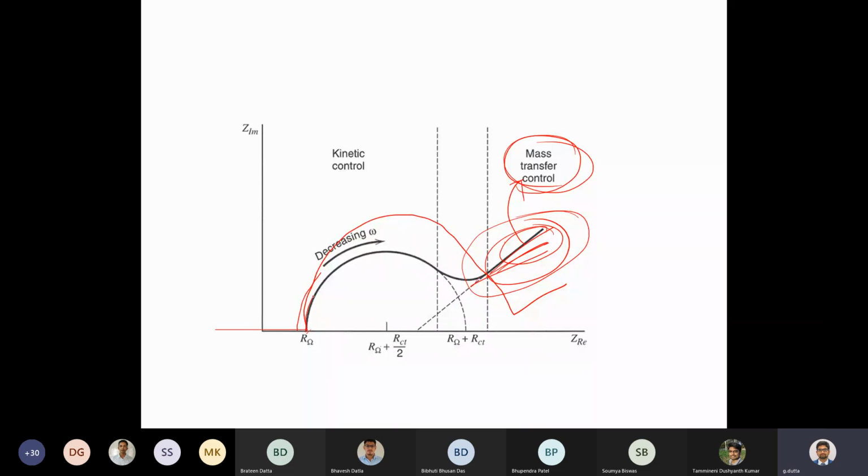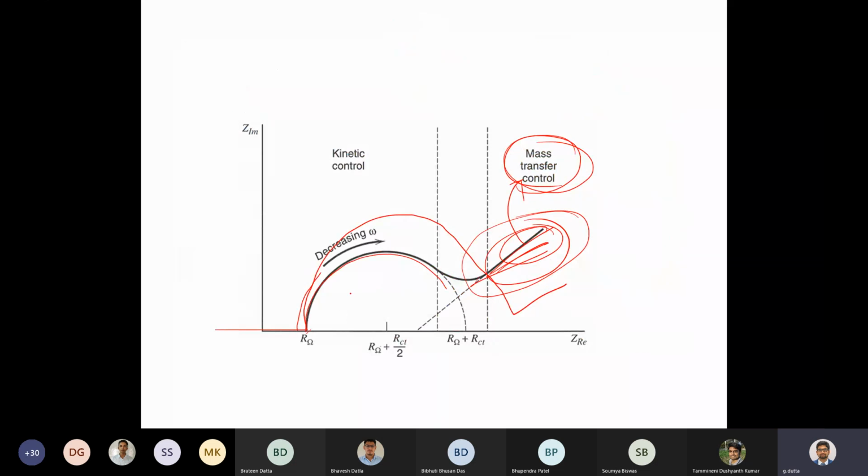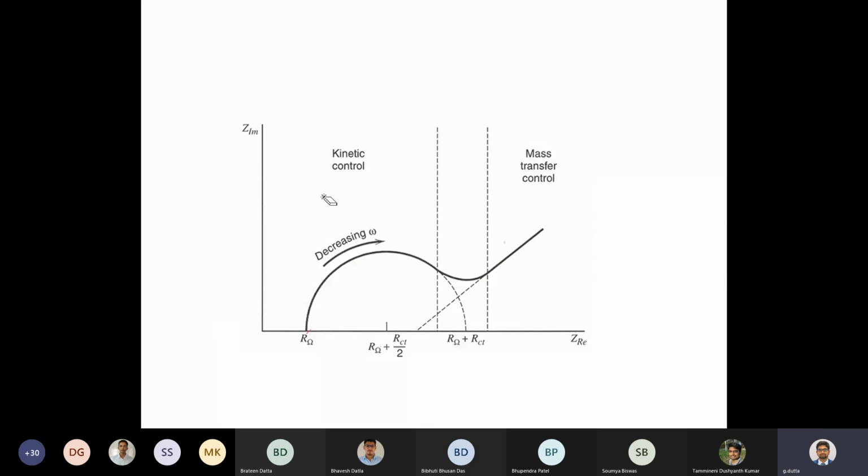And this semicircle, this corresponds to the protein layer. So if there is a lot of protein layer, you will get a big semicircle. If there is a very small protein layer, mass can transfer easily, right? Then basically you will get the straight line instead of the semicircle. Make it clear first. This is very, very important. Is it okay? Clear? I can repeat. Guys, can I repeat or is it okay?